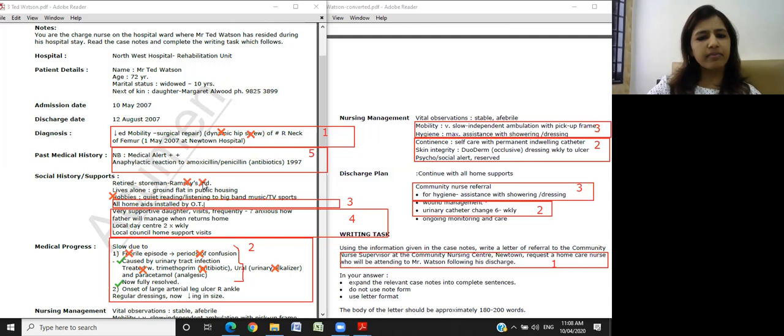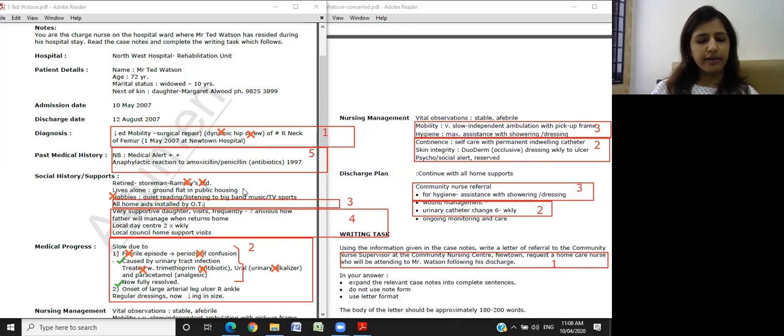But there will be some situations where their occupation would be relevant for their current condition. In that case, you should write it. Similarly, hobbies. Sometimes it may be relevant for their current condition. So in that case, you should write it. And lives alone, ground floor flat. So here, ground floor flat means there are no risks.